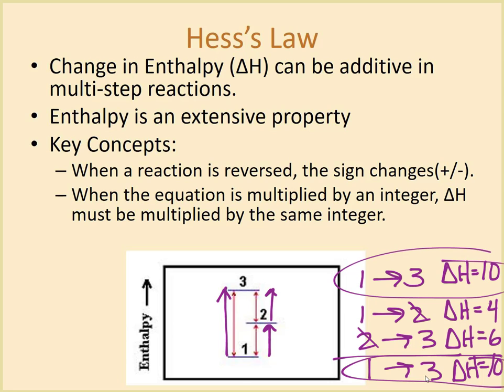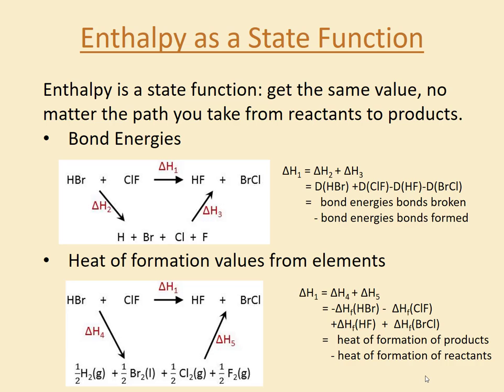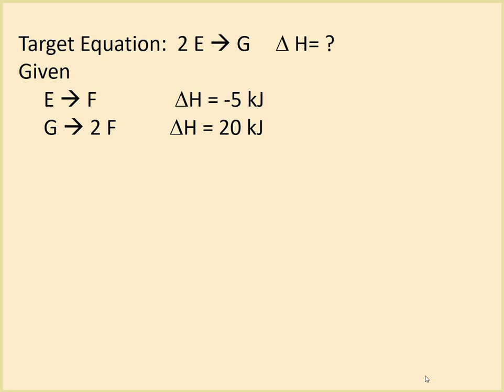Some key concepts. When you need to reverse a reaction to add it up properly, you're going to change the sign on the delta H. And if you multiply the equation through by a number, you also multiply the delta H by the same number. Enthalpy is a state function. You get the same value no matter how you got there. So getting there in one step or getting there in 2 steps, your delta H or your enthalpy will be the same. So let's look at this problem.